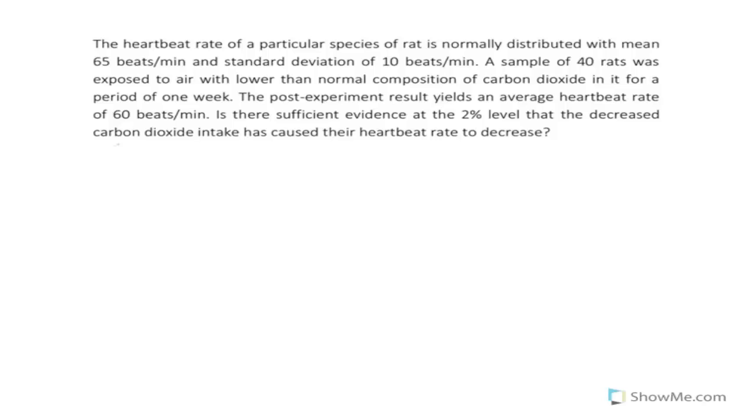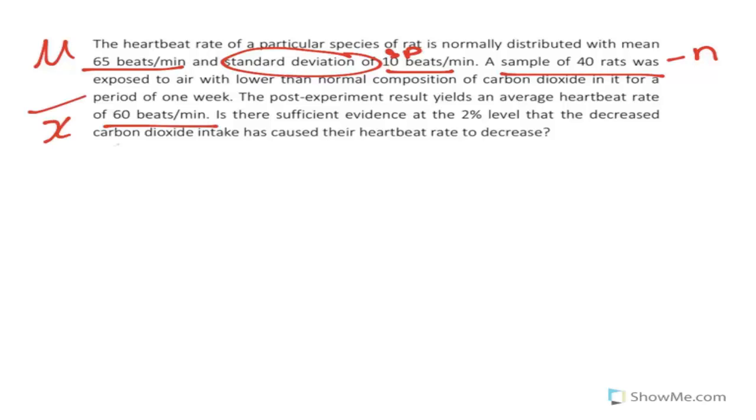Now, by looking at the question first, let's get your variables out. Firstly, they say normally distributed with a mean of 65 beats per minute. So this is supposedly your mu. This here is your standard deviation, SD. This is your sample size, so this is n equals 40. A post-experiment result yields an average heartbeat rate of 60 beats per minute, so this is your sample mean. Evidence at the 2% level, which means alpha equals 2%.